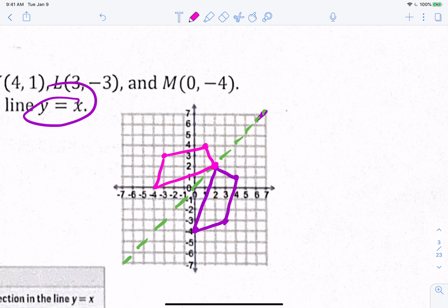All right. Does that look like it's reflected across the line Y equals X? Why does yours look different than mine? I don't know. You didn't plot your points right.